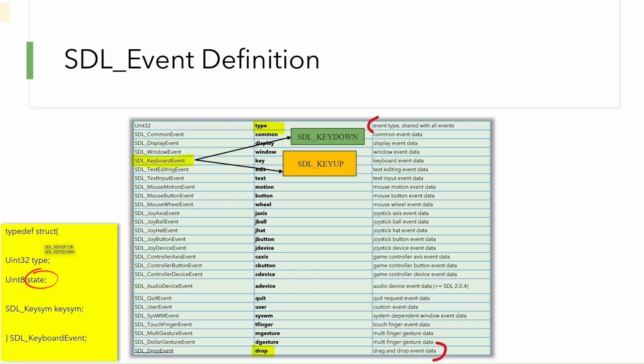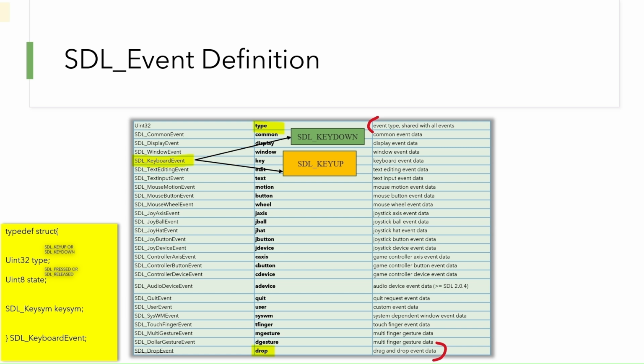The second member, state, returns or reports similar information. It returns SDL pressed or SDL released. Because type and state both return similar information, state is more or less redundant. In fact, throughout our series and our project, we will be evaluating the type member of the SDL keyboard event structure. Looking at the third member now, key sim, what does this member report?